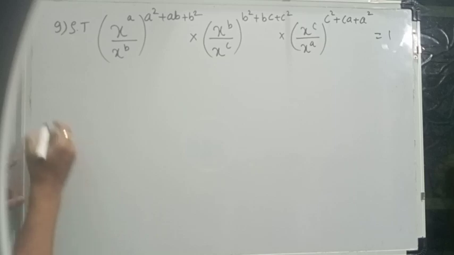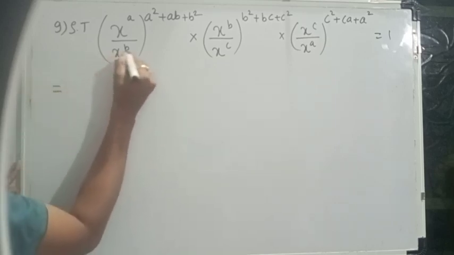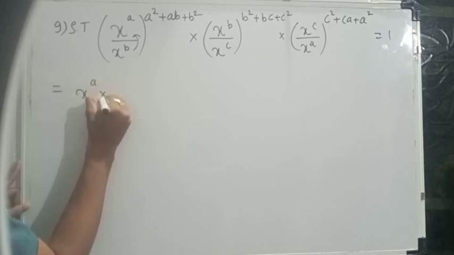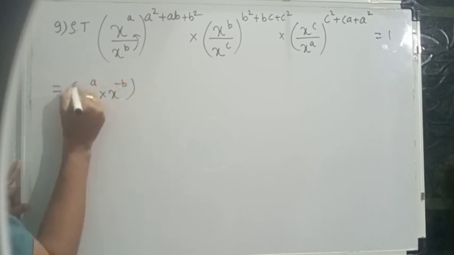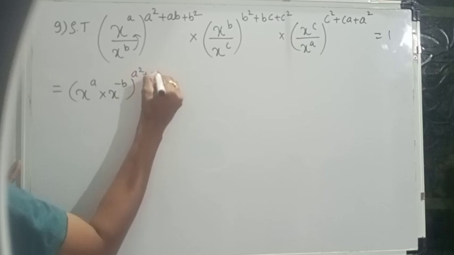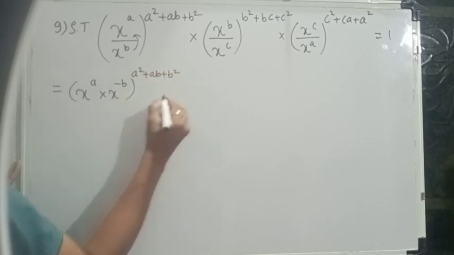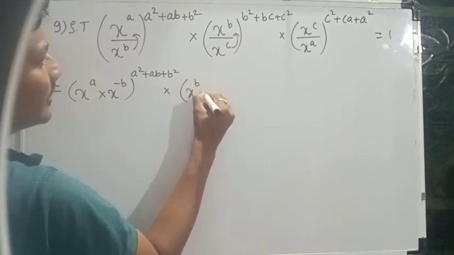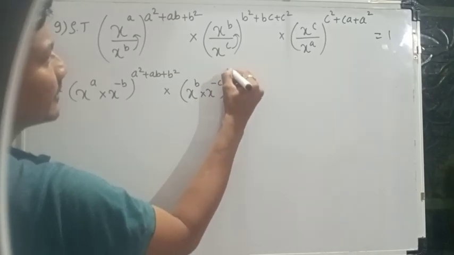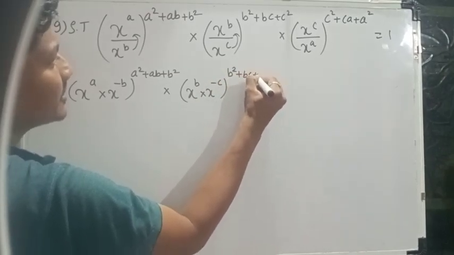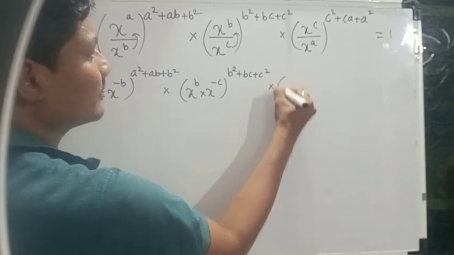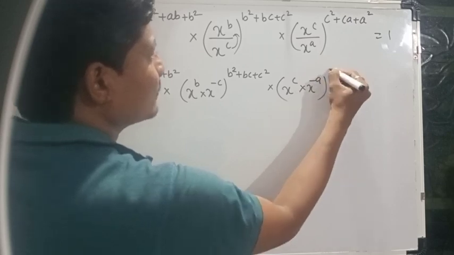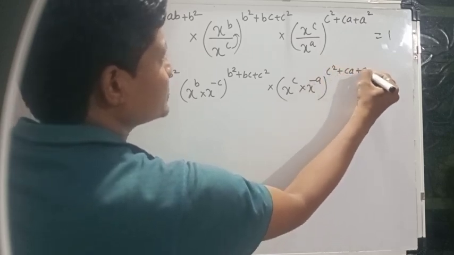Next one, he is asking to prove LHS is equal to 1. I am taking the left hand side. For this, I am taking all the denominators to the numerator. X to the power a into x to the power minus b raised to the power a square plus ab plus b square, multiplied by x to the power b into x to the power minus c raised to the power b square plus bc plus c square, multiplied by x to the power c into x to the power minus a raised to the power c square plus ca plus a square.